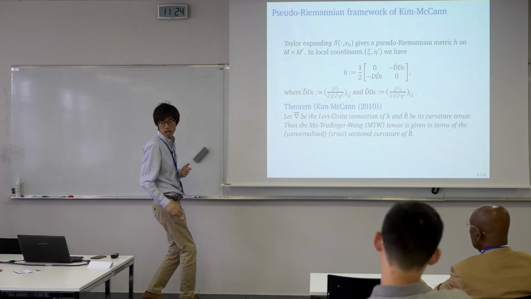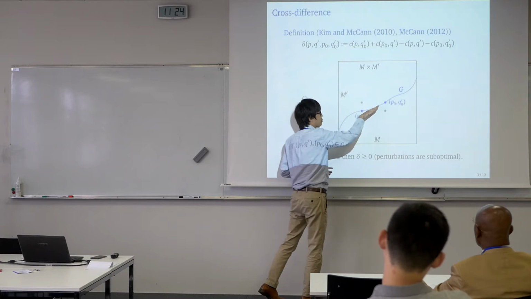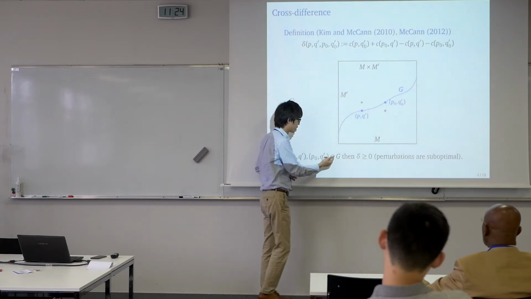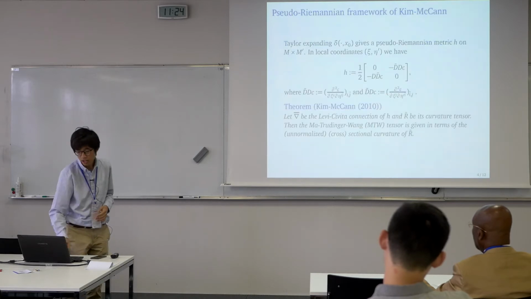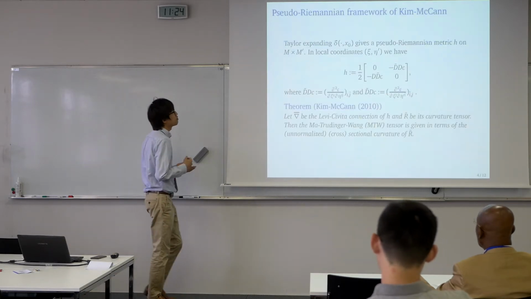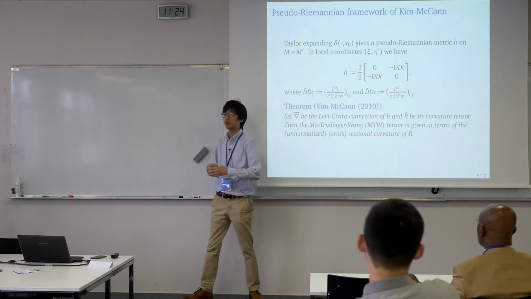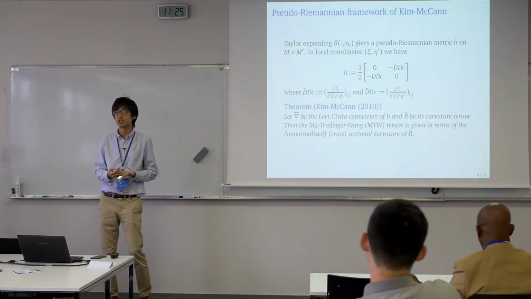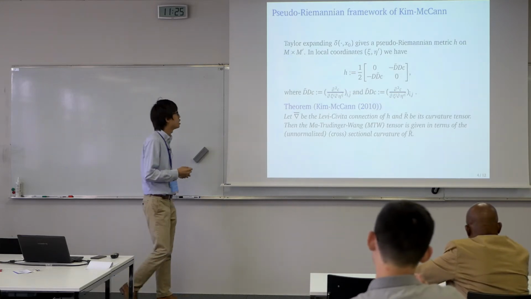Okay? But as we have seen here, along the graph, it has to be positive definite because of this inequality. So this is called the pseudo-Riemannian framework of Kim-McCann. The formula itself is not very important, but you should remember that it comes from the cross difference, which measures the optimality of the optimal transport.